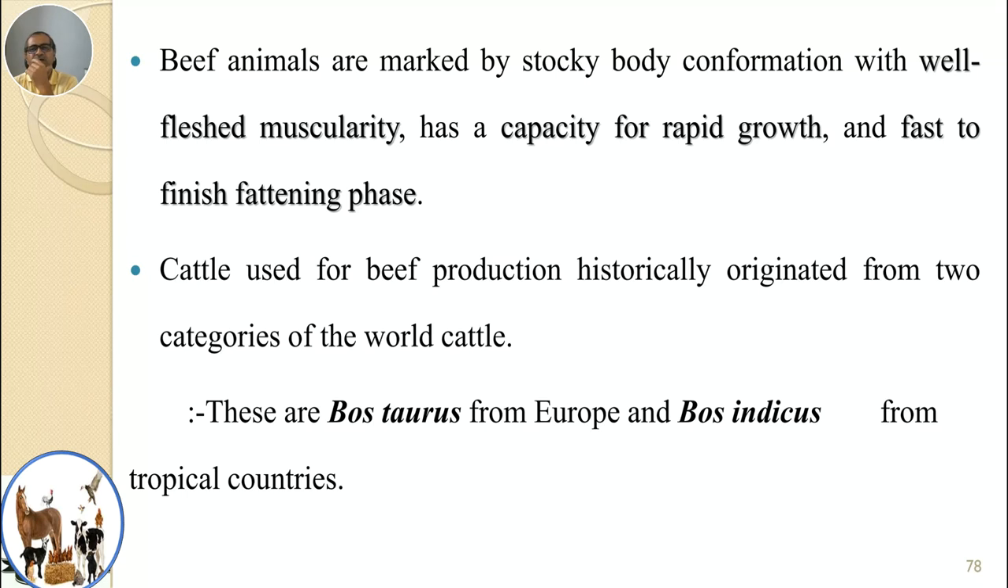Beef animals are marketed with a very stocky body conformation with well-fleshed masculinity, and have a capacity for rapid growth and fast finishing of the fattening process, especially. The cattle used for beef production historically originated from two categories of the world's cattle: Bos Indicus from tropical countries like India and other parts of Asia, and Bos Taurus from the Western countries or Europe.